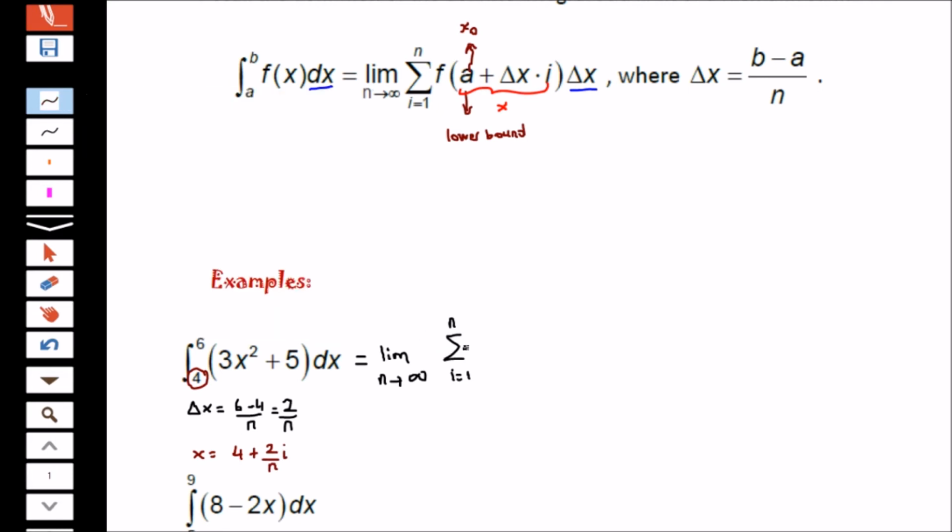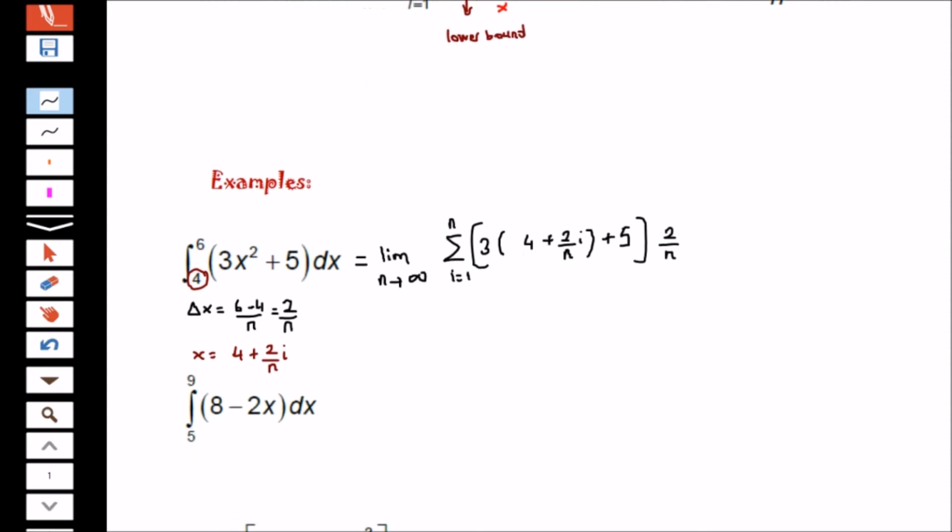So 3 is a coefficient, so I have to write 3. Instead of x, I will write 4 plus 2 over n times i. Plus 5 is a constant value. After that, instead of dx, you will write delta x. What is delta x? 2 over n. And this will be the limit of Riemann sum.